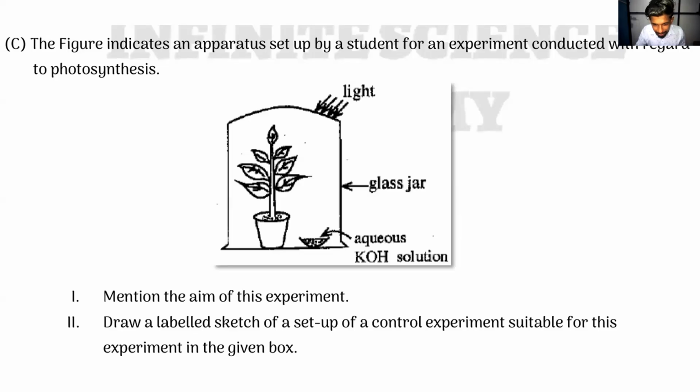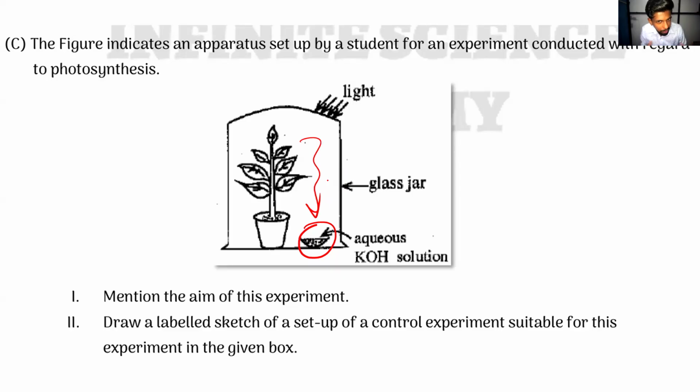Swastika, very good, yes. Okay, wait, I will explain. You know the practical, the carbon dioxide practical. We have kept potassium hydroxide here and it will absorb all the carbon dioxide, so there will be no carbon dioxide, so no photosynthesis, so no starch, so no color change. You know the practical, right? We have explained that already.